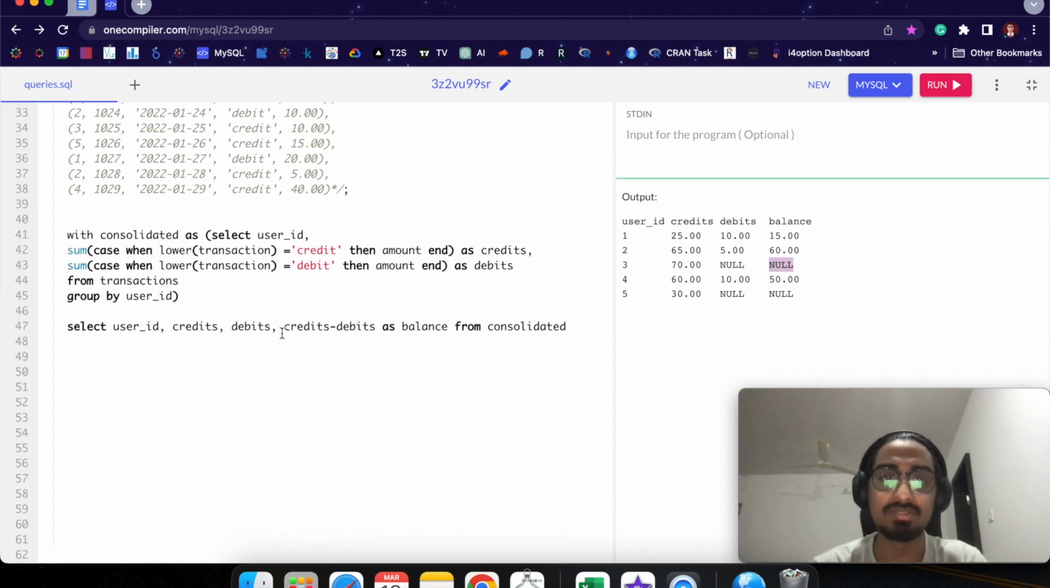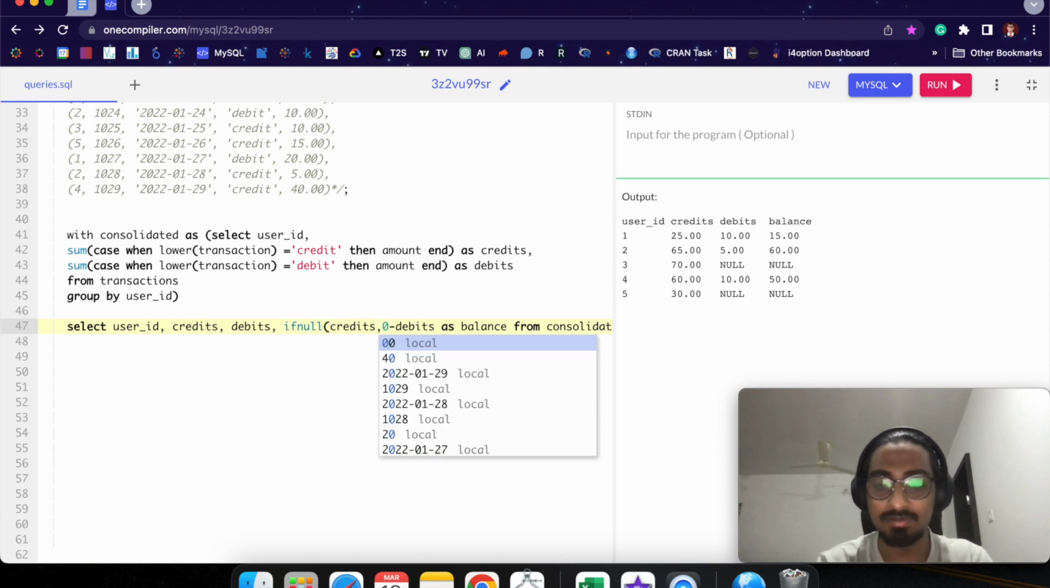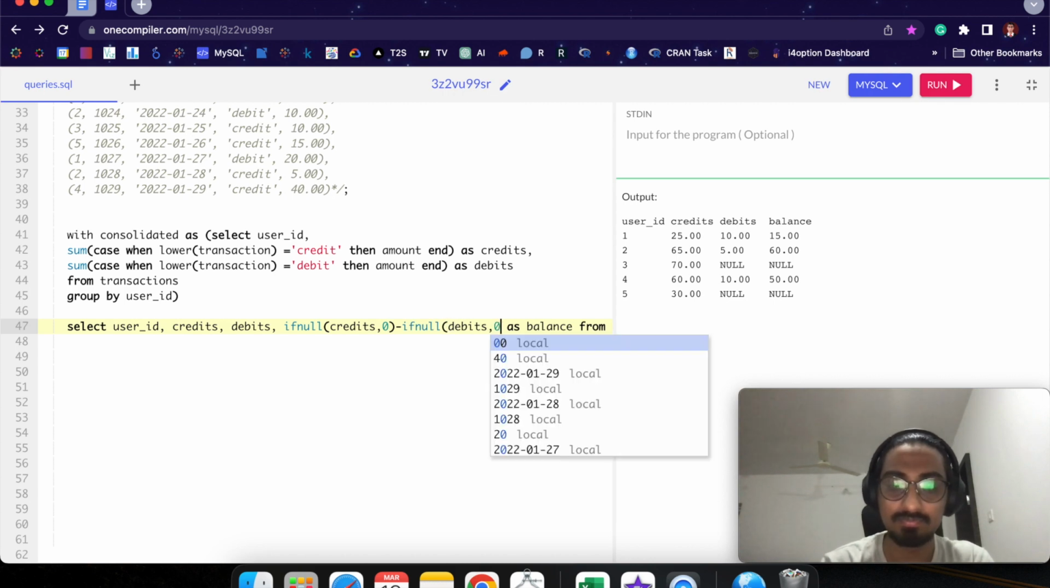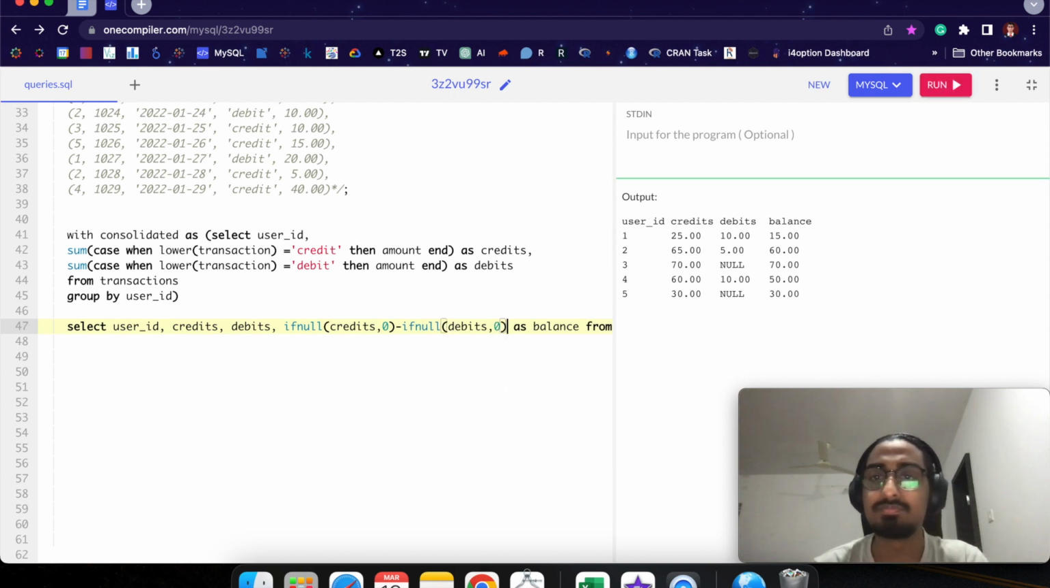So that's when you use ifnull. So what this does is it's going to replace a null value with zero if in case there's a null value encountered. So yes, if there's a null value, it's going to replace it with a zero, and 30 minus zero is 30. And thus, this is how you pivot in MySQL.